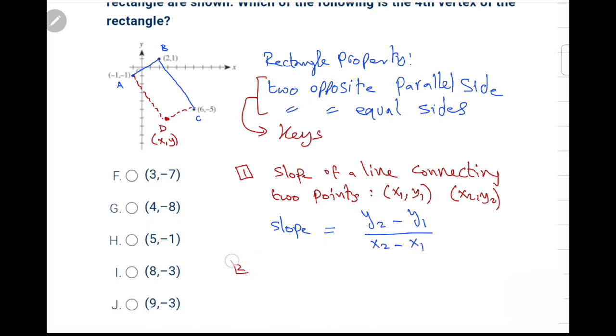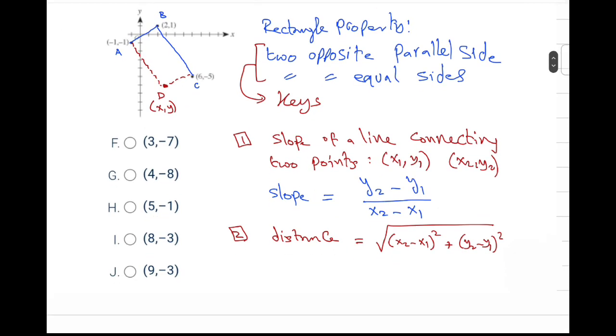The second equation that relates the coordinates together is the distance or the length. The distance between 2 points is given by the square root of x2 minus x1 squared plus y2 minus y1 squared. So these are the keys that we need to use to find the solution.